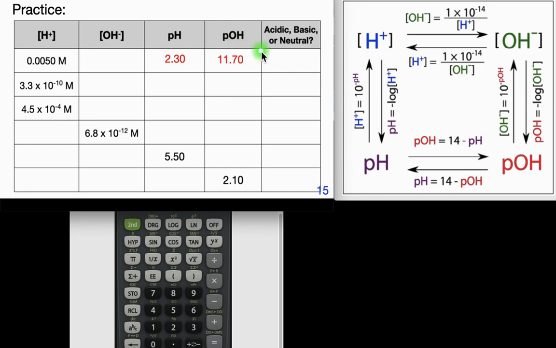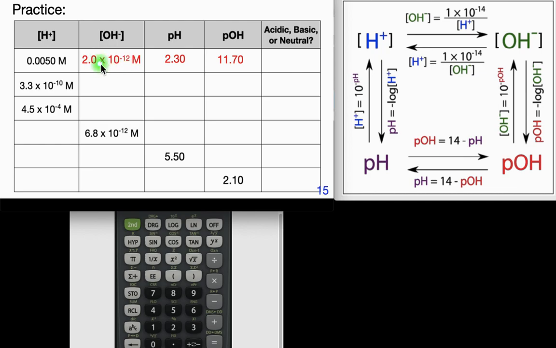Now we can take the pOH and use it to calculate the hydroxide ion concentration. That's this arrow here. To do that, we're going to be taking the antilog of negative pOH. So in your calculator, you'll need to have the 11.7 be a negative number. So 11.7, and then this is the change the sign key down here. And then hit the second function logarithm. That's the antilog key, and that will give you 2.0 times 10 to the negative 12.